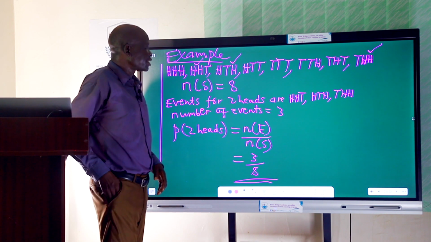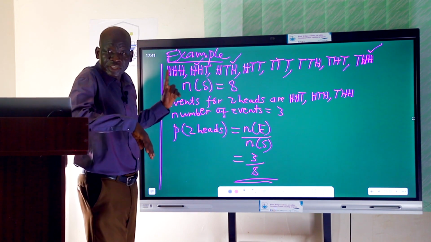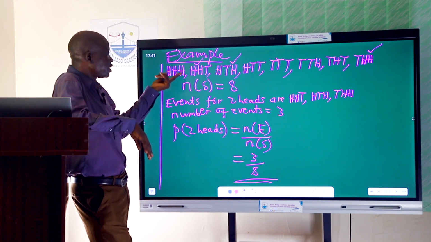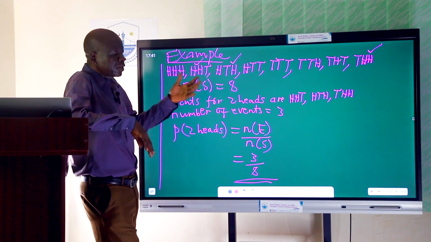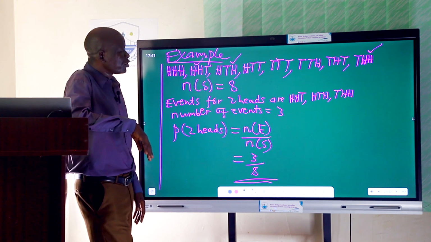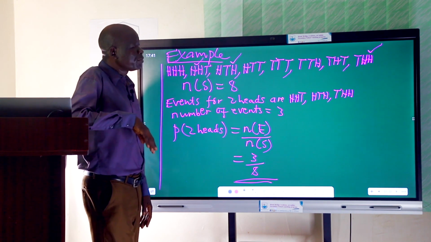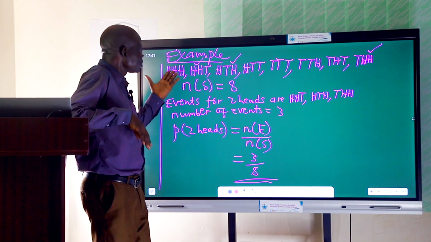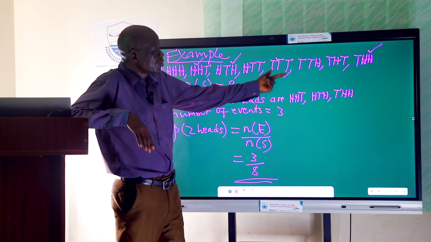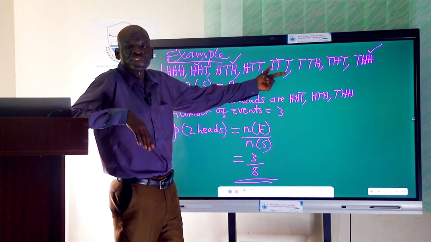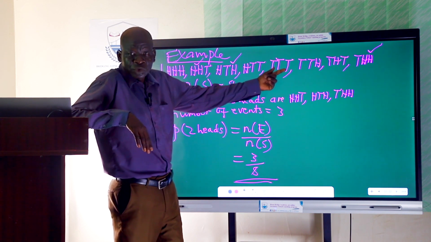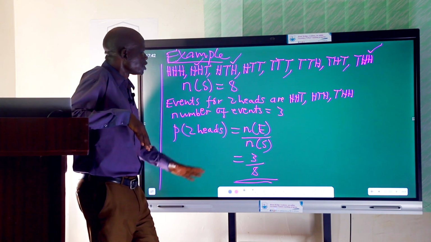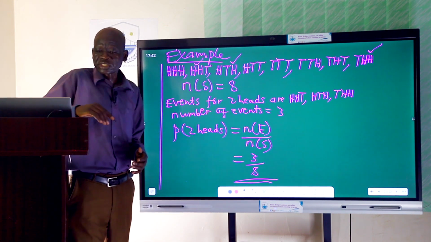If you were asked to find the probability of getting 3 heads, you find that there is only 1 chance, head, head, head, which is 1 out of 8. If you are asked to find the probability of getting 0 heads or not getting a head, you find that there is only one chance, where we have tail, tail, tail. So the probability will be 1/8 also. So that is how we tackle such a question.